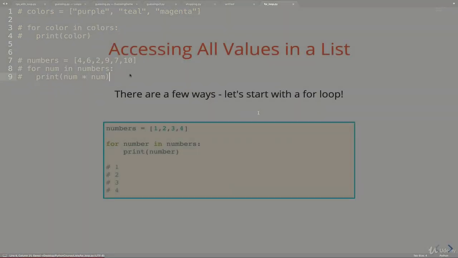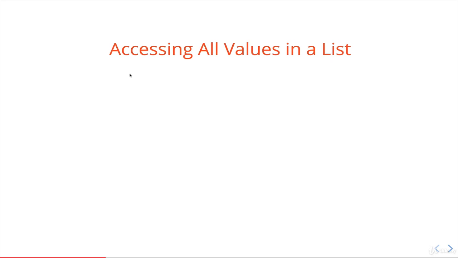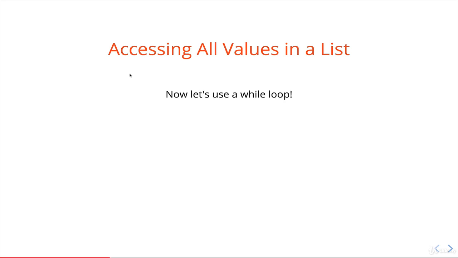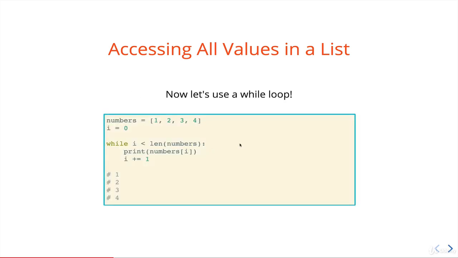Okay, so that's using a for loop. So next, let's see how to do it with a while loop. And using a while loop is a little bit more complicated. It's a little more syntax. That doesn't necessarily make it worse. And I'll actually talk about a situation where you would want to use a while loop. But let's look at it first. So to use a while loop, we have to basically take advantage of the index of each item in the list.